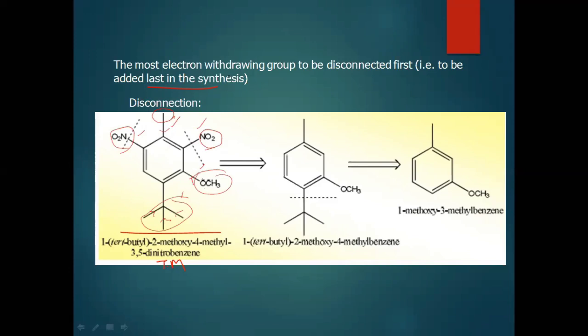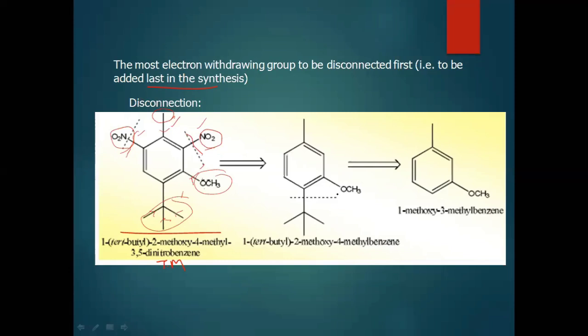So as per this rule, the electron withdrawing group is to be disconnected first. Which is the electron withdrawing group? The electron withdrawing group is NO2. You need to do the disconnection at the CN junction here, as well as simultaneously over here. After the first disconnection, you will get this synthetic equivalent, that is 1-tertiary butyl, 2-methoxy, 4-methyl benzene, because as per this statement you need to disconnect the electron withdrawing groups first.